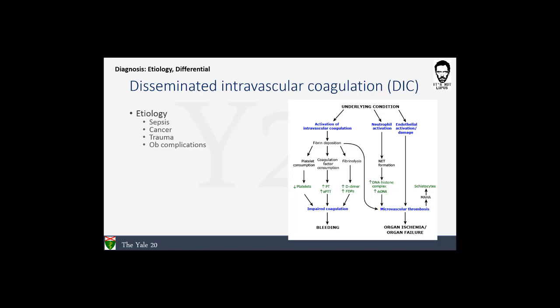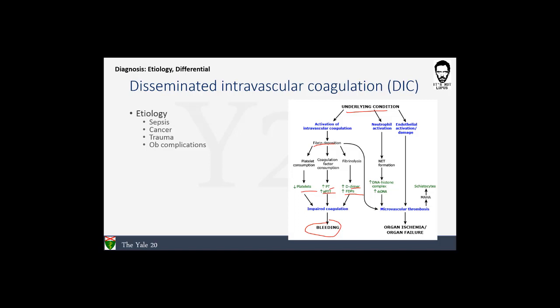What happens in DIC is you have coagulation and fibrinolysis that's just abnormally and often massively activated. And then you end up getting fibrin deposition, and that leads to platelet consumption, coags go down because the factors are getting consumed, and then you get fibrinolysis. So then you get all of the lab abnormalities that we had seen in the case. And then you get impaired coagulation, and then you end up with bleeding.